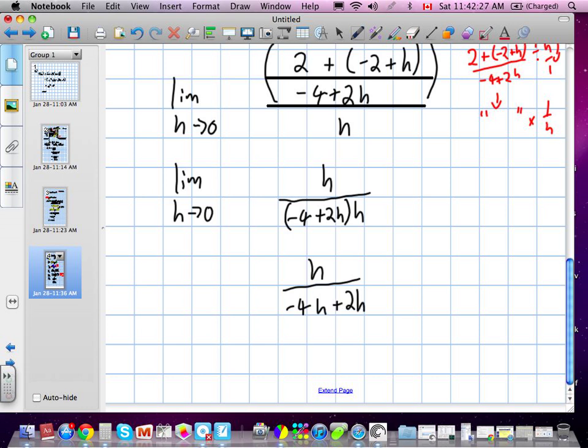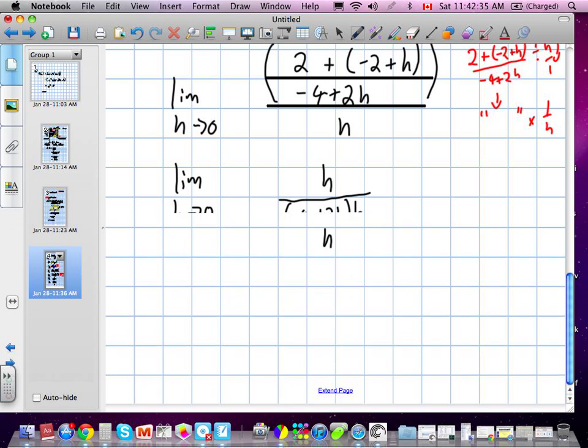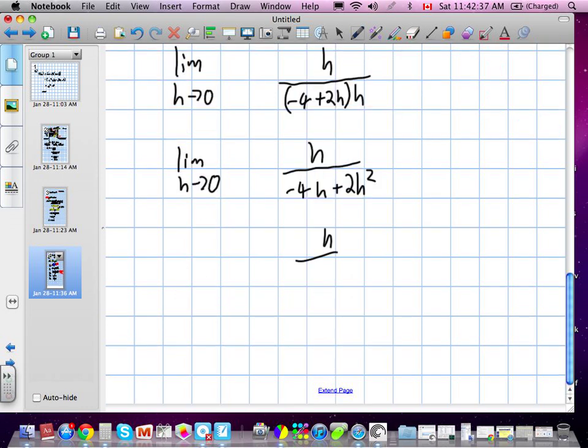And we could rewrite that if we like, h divided by 2h squared minus 4h. I can take a greatest common factor out of the bottom. What can I take out of the bottom? 2h. Yeah.